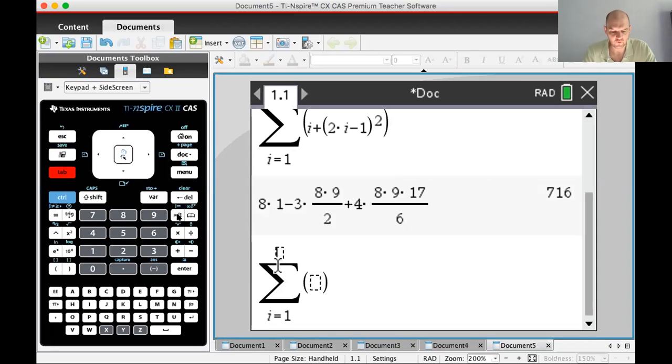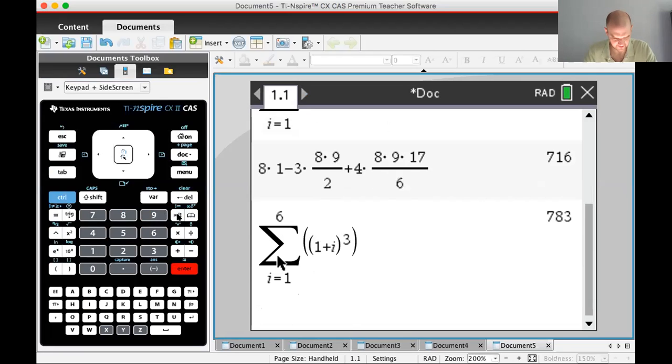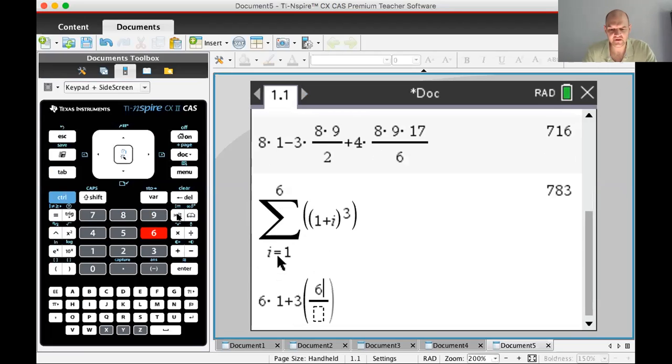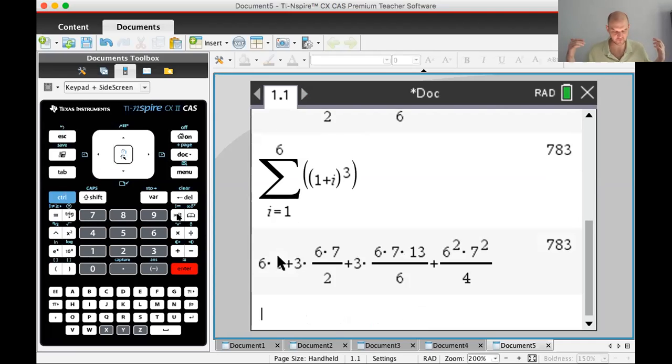was from 1 to 6 of quantity 1 plus i cubed. All right, so we should get 783. We got 6 times 1 plus 3 times 6 times 7 over 2 plus 3 times 6 times 7 times 13 over 6 plus 6 squared times 7 squared over 4. 783. Okay, so we did them right.